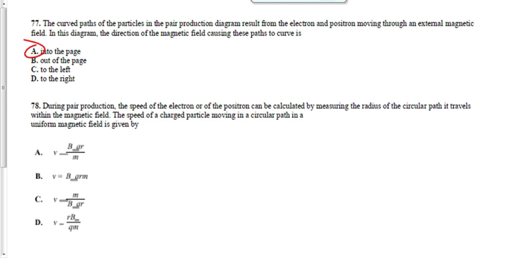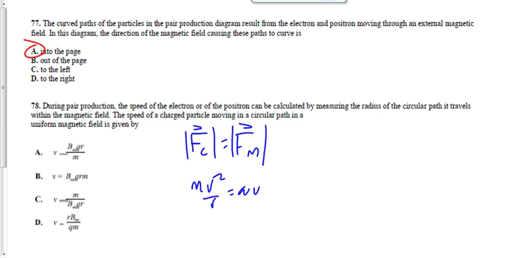Question 78: during pair production, the speed of the electron or positron can be calculated by measuring the radius of the circular path. What's the speed given by? Well, this is just a derivation of that equation that we've used a bunch of times already: mv squared over r equals qvb, but we're solving for v here. So the r goes up, the m goes down, and it becomes qBr over m. qBr over m, the answer would be A.